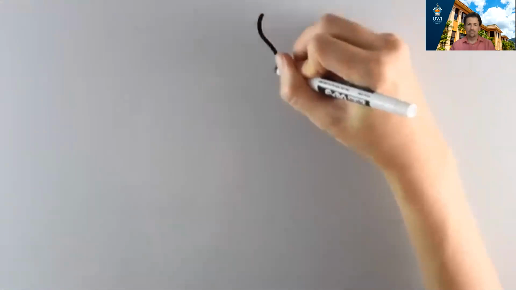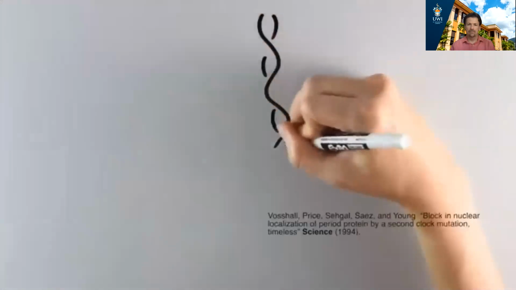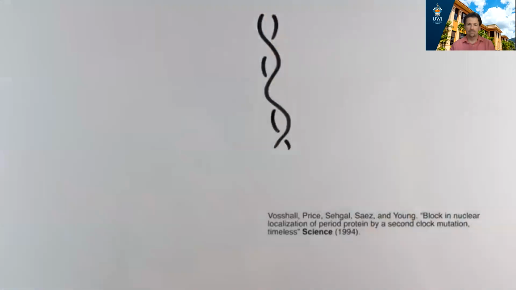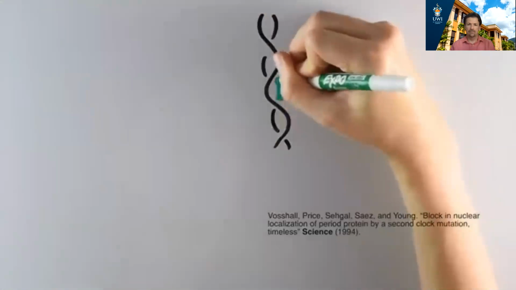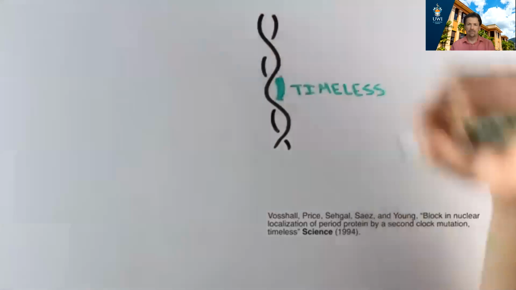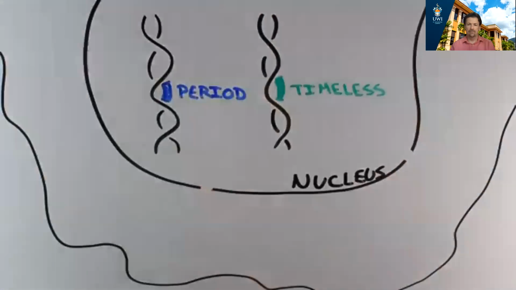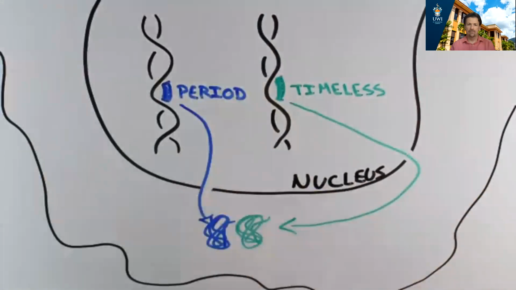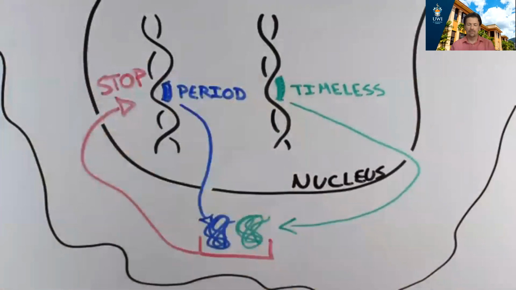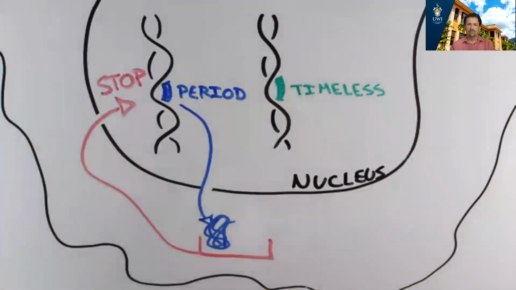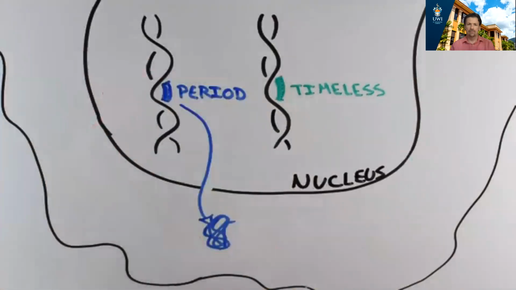Over the next 6 years, period was heavily studied to find evidence for this feedback loop. And in 1994, another player showed up that helped confirm the feedback loop was real. Another gene called timeless. The timeless protein worked with period to move into the nucleus of cells and stop more period from being made. Timeless is kind of like an employee with security clearance taking in an expert. Without timeless, period can't get into the nucleus.